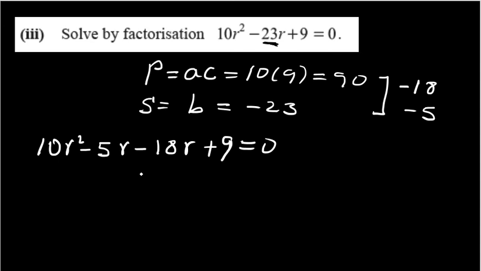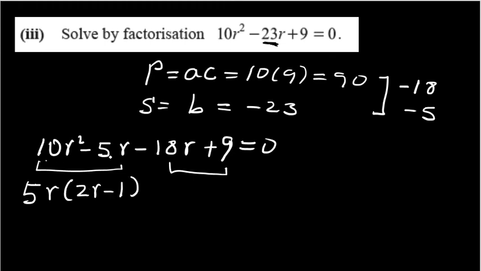Then group 2, and then take out common. Therefore, after grouping the first two terms together and the last two terms together, let us see what is common. What's common for these first two terms? It is 5r. 5r is common for both. Then what is left in the bracket? 2r left, minus 1. Nothing left here.